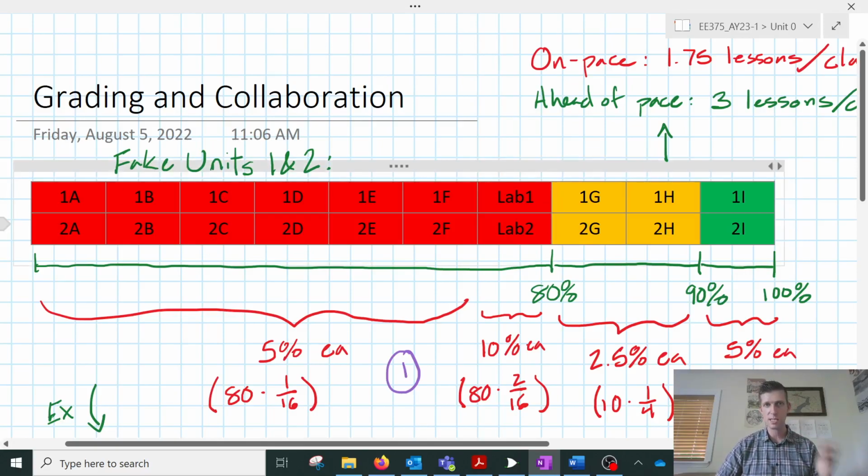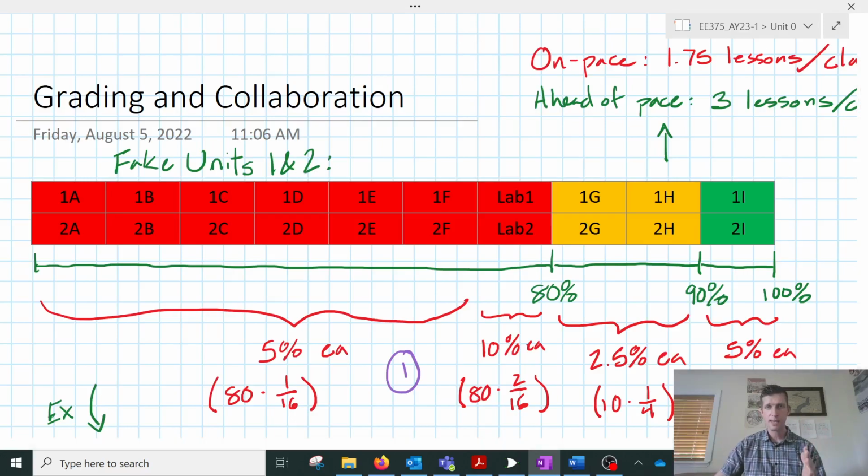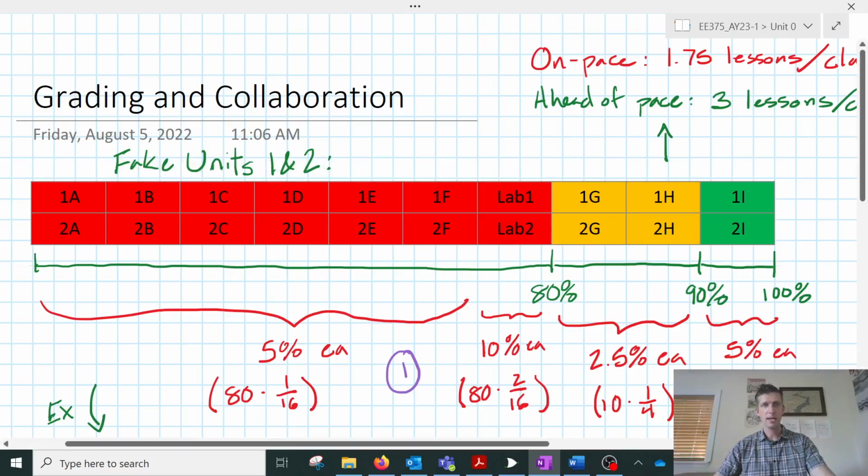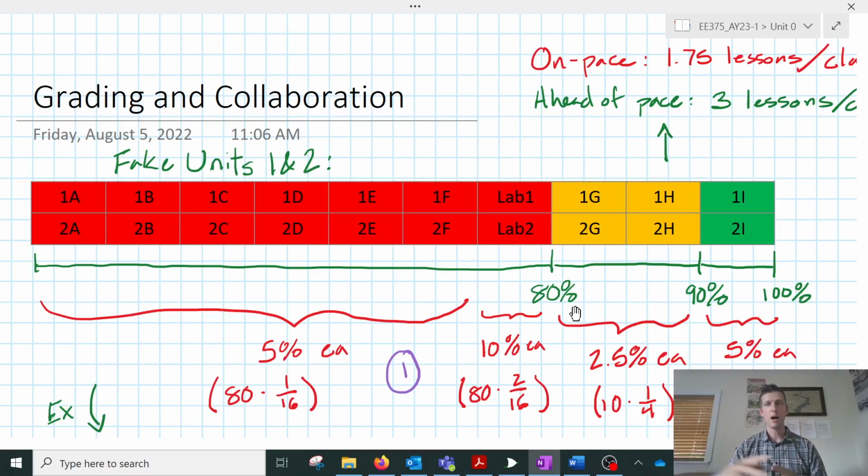Each unit has 6 total lessons, 1A through 1F or 2A through 2F. Each fake unit has a lab requirement, and then each fake unit has 2 should-do lessons and an aspire-to-do lesson. And so to start with for grading, the basic crux is that if you complete all of the must-do lessons, that's 80% in this course, okay? That is the bare minimum that I feel like you can learn and still be able to say you took a computer architecture course.